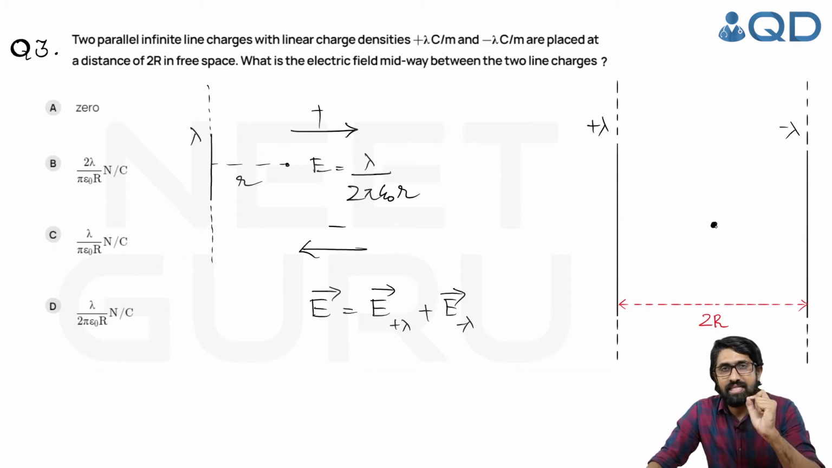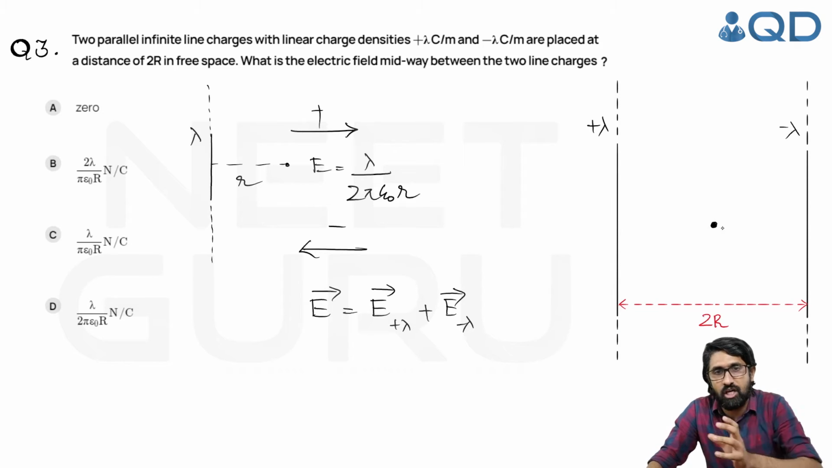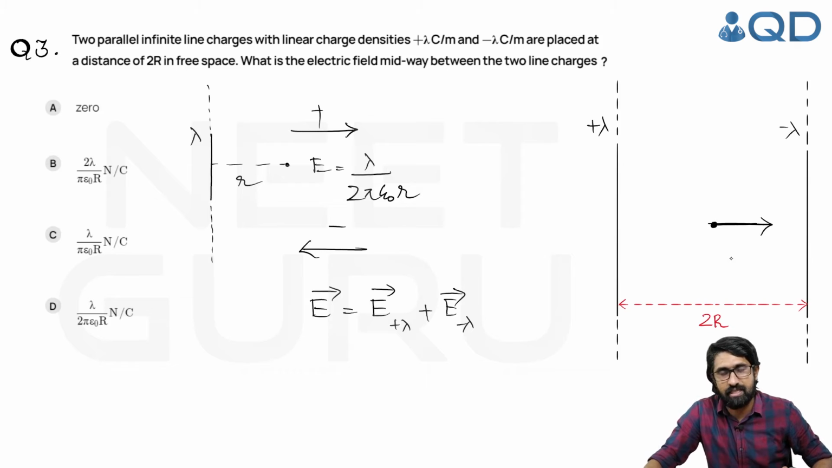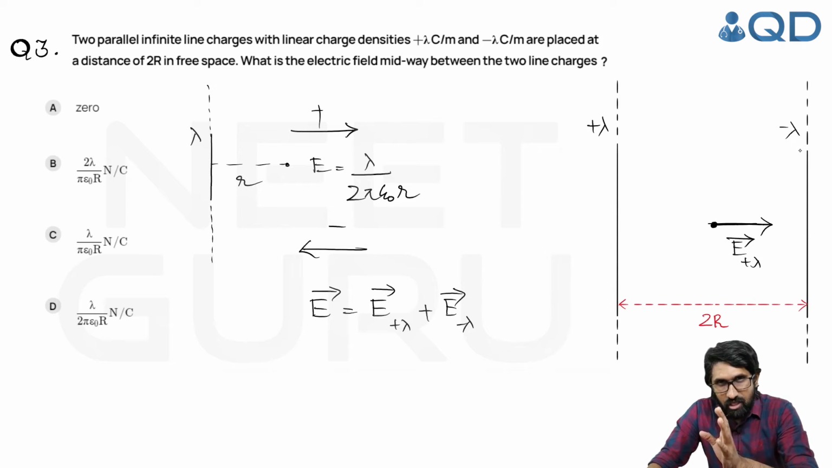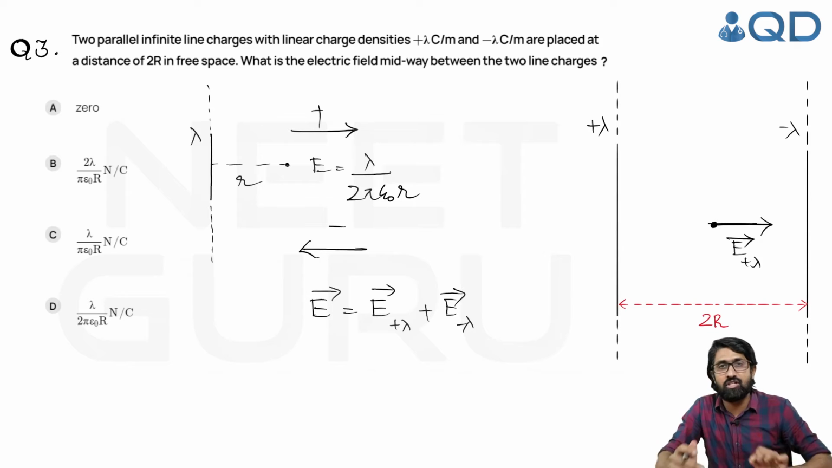Now, please understand that the electric field at this point, due to the positive line charge, will be directed away from the line charge distribution. That will be towards the right, and that will be the direction of E plus lambda vector. And there is another line charge distribution here, and it will exert an electric field at this point that is towards it because it's a negative charge distribution. So that will be in the same direction. The electric field due to the negative linear charge distribution will also be towards the right. So you'll have E minus lambda vector, again in that same direction.